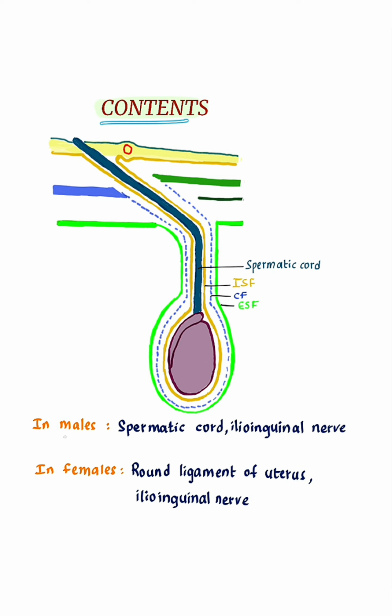Contents. In males, it consists of spermatic cord and ilioinguinal nerve. In females, it consists of round ligament of uterus and ilioinguinal nerve. In both males and females, ilioinguinal nerve. In males, spermatic cord. In females, round ligament of uterus.